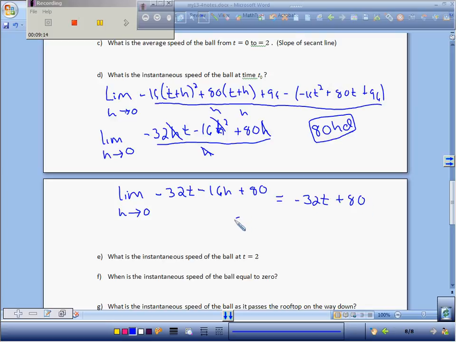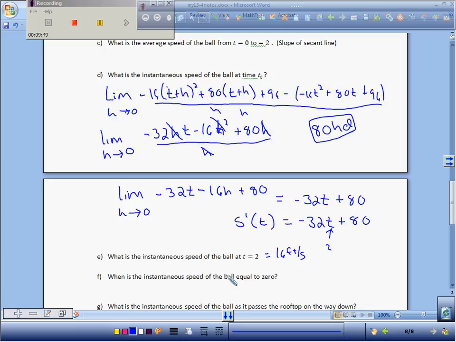And that's the derivative s prime of t. That's the rate of change at any point. So this equation will give you the velocity of the projectile at any point. So it says, what is the instantaneous speed of the ball at 2? So you just plug in 2 in there, right? And you get negative 64 plus 80, which gives you 16. And that's in feet per second, okay?